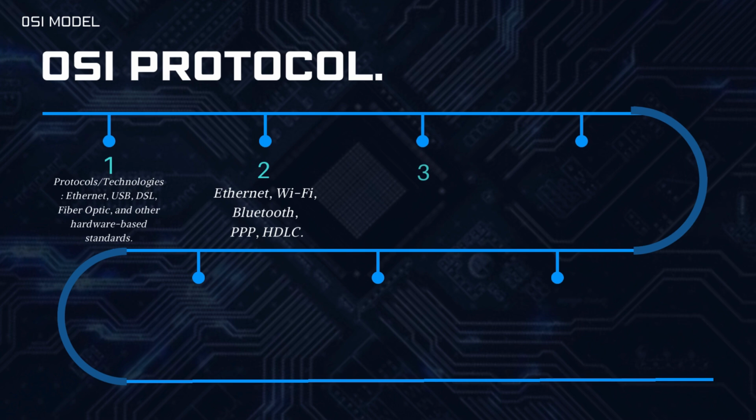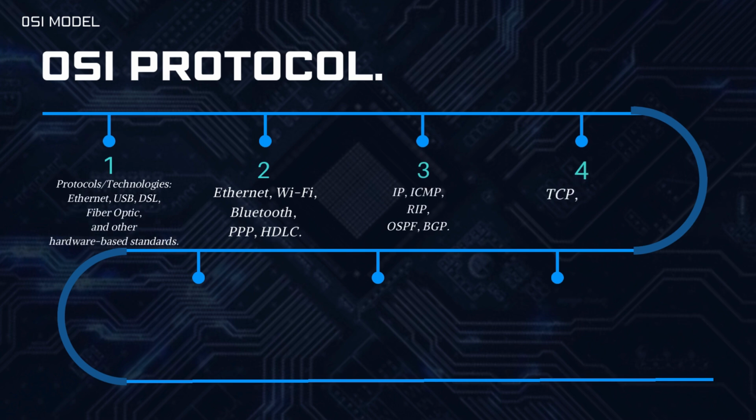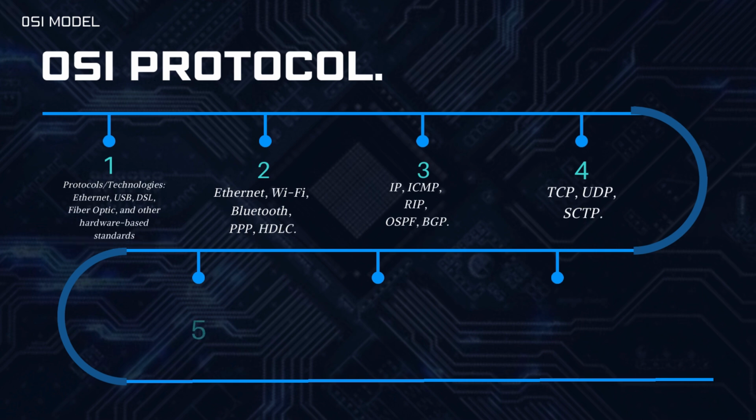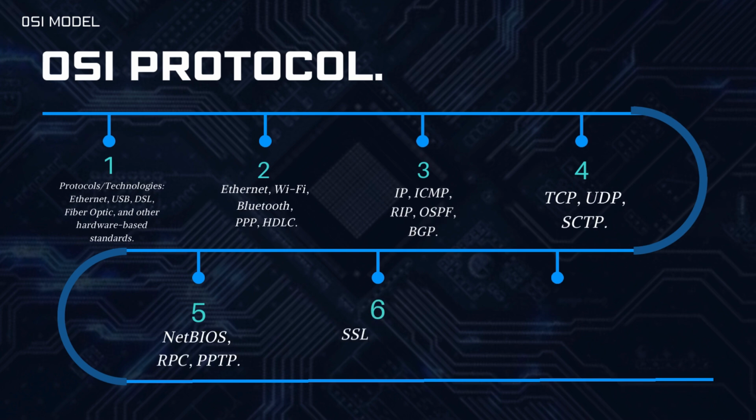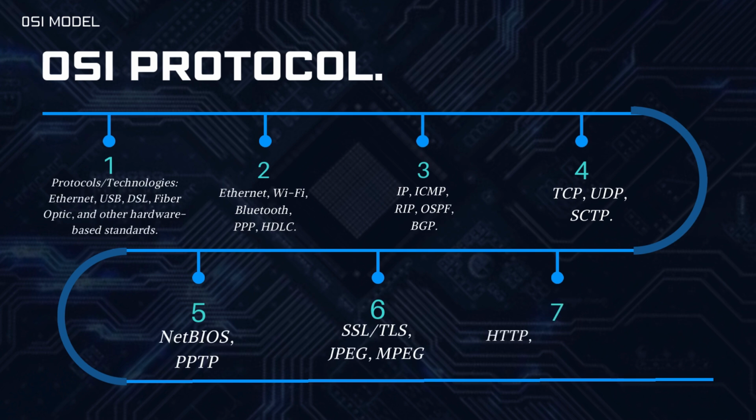Layer 3 Network Layer. Protocols: IP, ICMP, RIP, OSPF, BGP. Layer 4 Transport Layer. Protocols: TCP, UDP, SCTP. Layer 5 Session Layer. Protocols: NetBIOS, RPC, PPTP. Layer 6 Presentation Layer. Protocols: SSL/TLS, JPEG, MPEG. Layer 7 Application Layer. Protocols: HTTP, FTP, SMTP, DNS, IMAP.